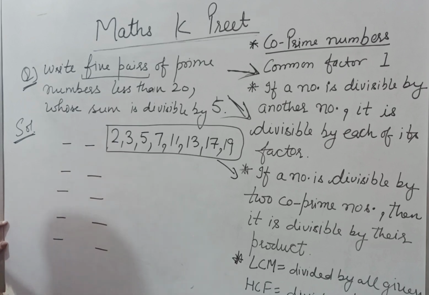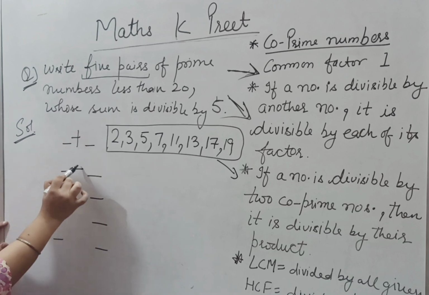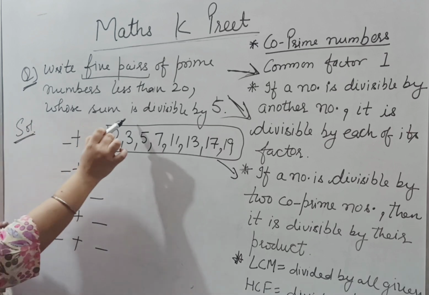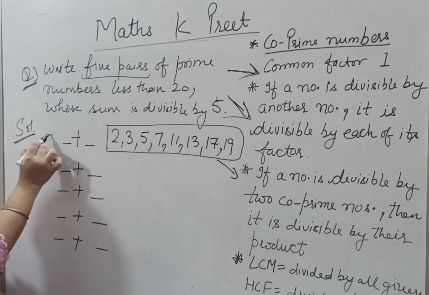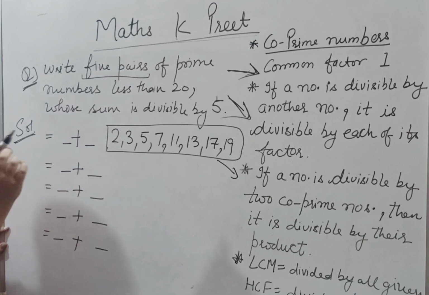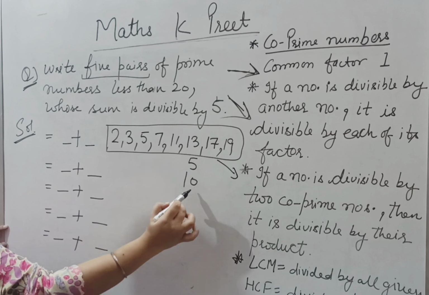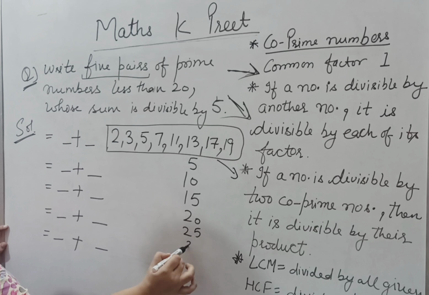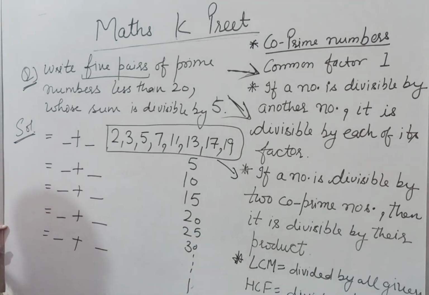All these prime numbers are less than 20. The next line says whose sum is divisible by 5. That means we have to add the pairs, so we put the addition sign here, and this sum is divisible by 5. That means the result of this sum could be any number from the table of 5. So let's check the pairs which make any of these numbers.